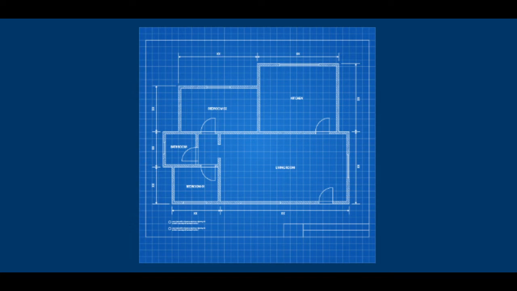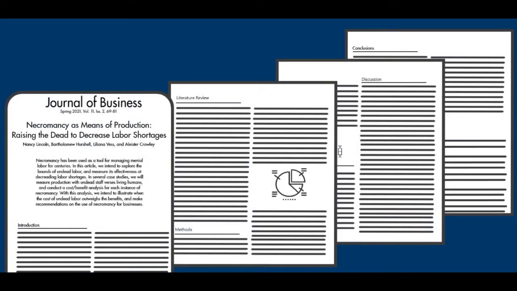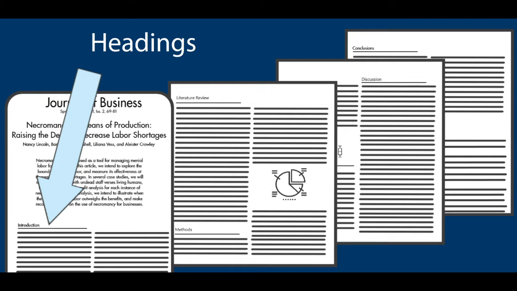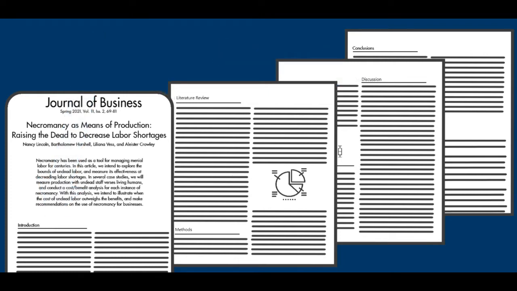Next, find and mark off the architecture of the article. Most articles are broken into sections using headings. Look for larger text breaking the article down into sections like Introduction, Literature Review, Methods, Discussion, and Conclusion.